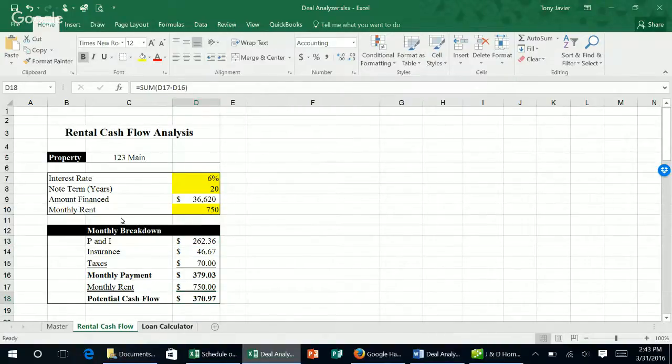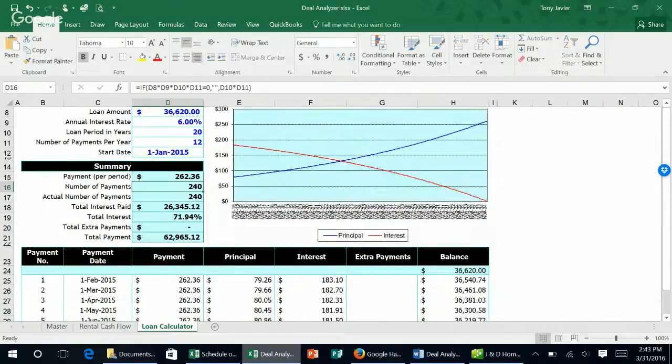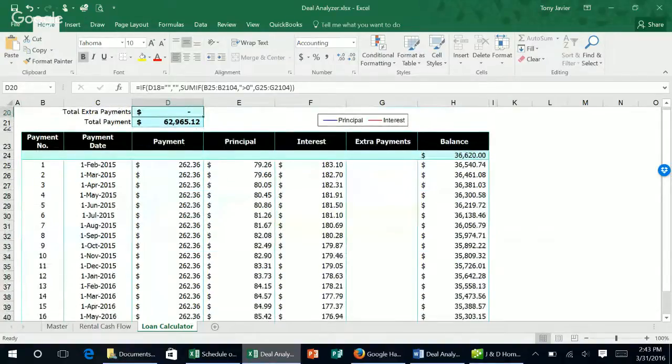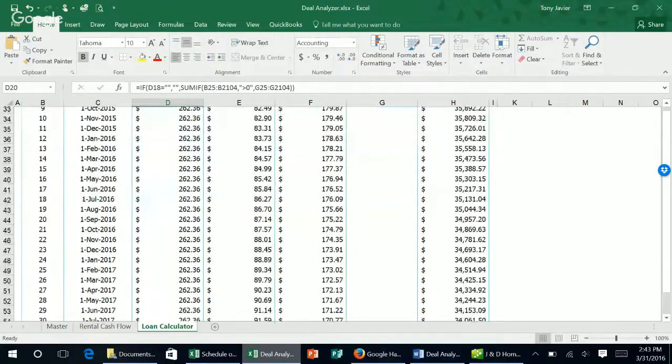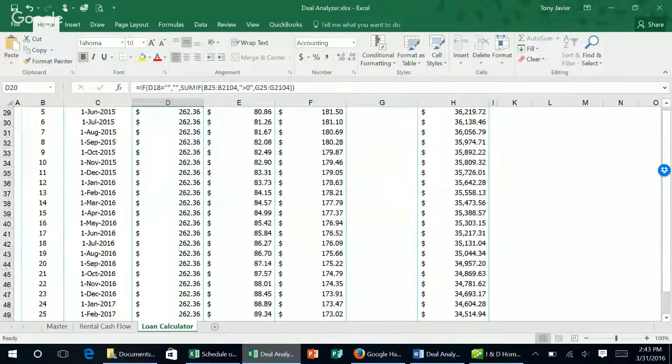So pretty nice. And then if you want to look at the amortization schedule, you've got the loan terms here. You can change the start date. You got the payment, number of payments, and then see how much you're paying down each month. So you're actually paying another $80 a month in principal. And once you keep the property longer, you start paying more principal down per month.